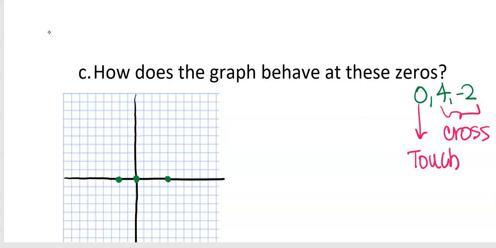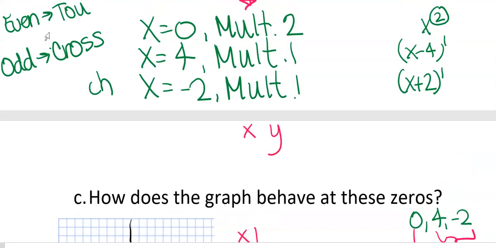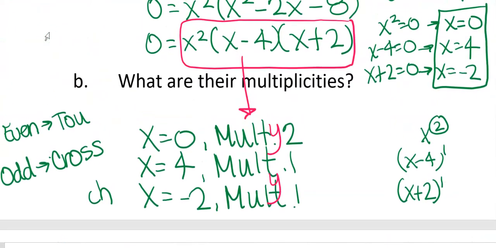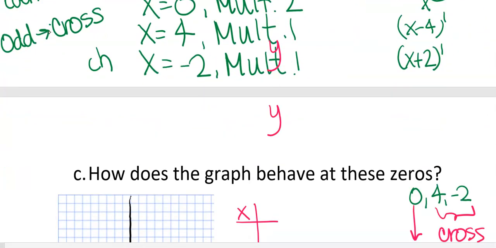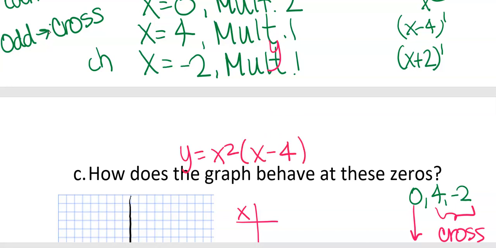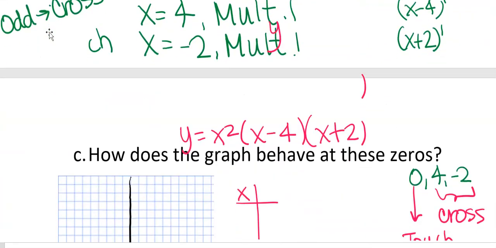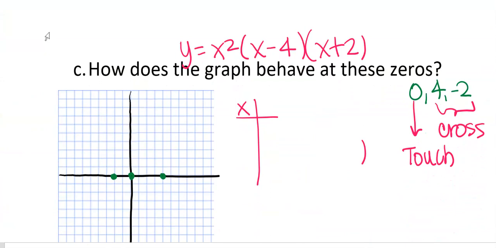We're going to find some points in between, just like we did on the last graphing question. And I just need to look at my factored form. X squared, x minus 4, and x plus 2. Okay, so we're plugging our numbers in there. We need 1 point between -2 and 0, so I'm going to choose -1. And we need 1 point between 0 and 4, and I'm going to choose 2.